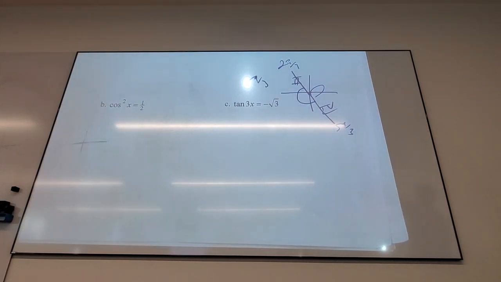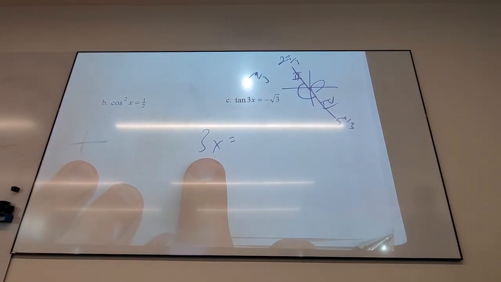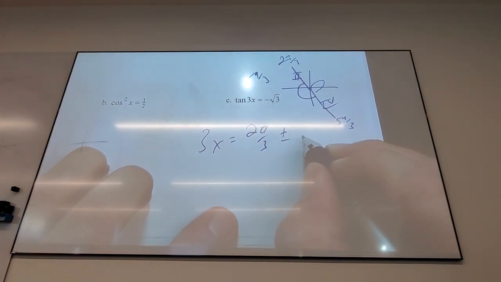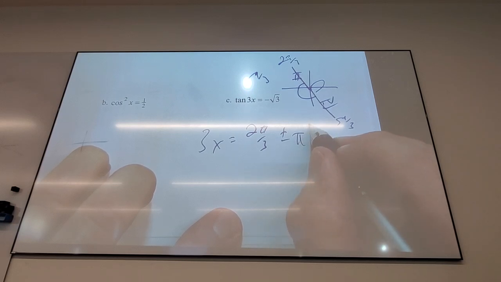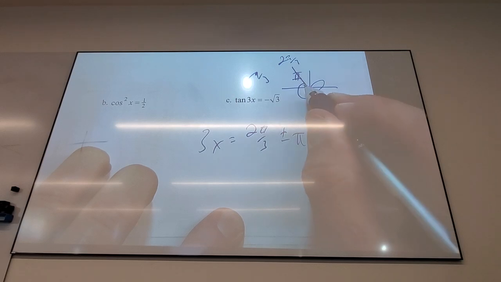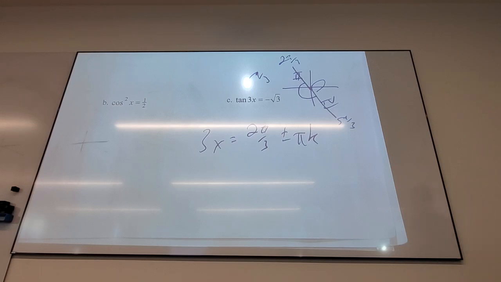Pi. So can I pick them up? So what can I do? I can start. So 3x, that angle, is equal to 2 pi over 3 plus or minus what? Pi k. I can go forward pi and keep going forward pi, or I can go backward pi and keep going backward pi. And I'll pick up another answer. I'll never pick up something that's not an answer, and I won't miss any answers. And then what's one more step to get to finish this?